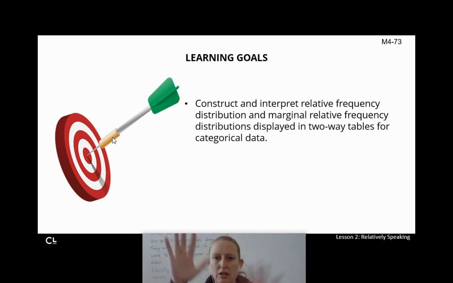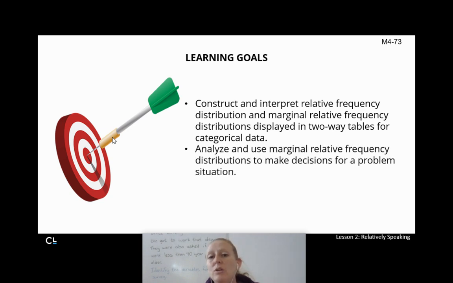We did that before. We had our two-way tables, right? We had variables, we had everything split up into groups. Still going to be doing that. We're just going to push it a little further now. And again, we're going to analyze and use our marginal relative frequency distributions to make decisions for a problem situation. Here's my data, I have it all organized, I got all my bits. What choices should I be making?